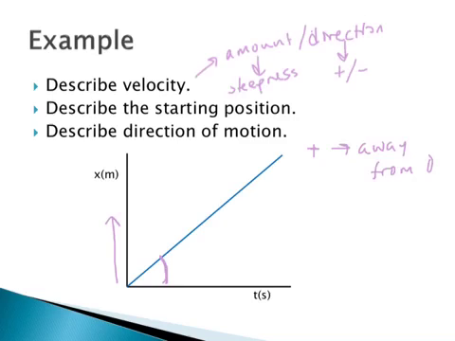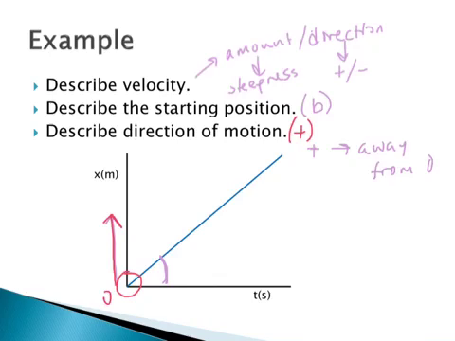Next, describing the starting position. Starting position is the y-intercept, or b. Looking at the graph, your y-intercept is 0, 0. So here, what I would say is I'm starting at the origin. And then the direction we've already described before: our velocity is positive. And if you look at your displacement as well, you're moving to higher values of position, so you're moving in a positive direction.